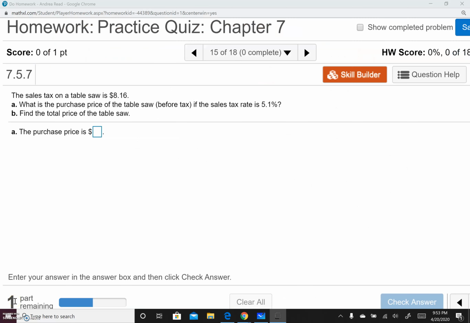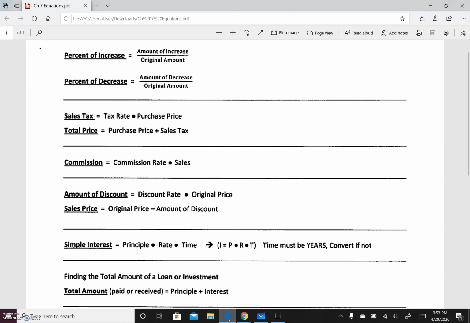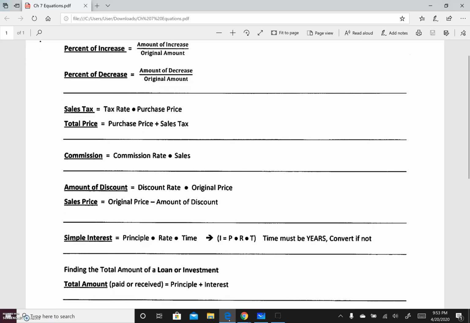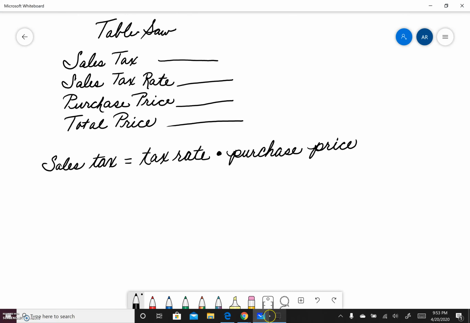Okay, so the next problem is based on sales tax, and this is for a table saw. So we're going to start evaluating and looking at what values they give us. So you can see the sales tax is given, which is $8.16, and it's also providing a sales tax rate, which is 5.1%. So going back to our equation sheet, you can see right here the sales tax and the total purchase price. These two equations we're going to use. So let me go ahead and explain it to you.